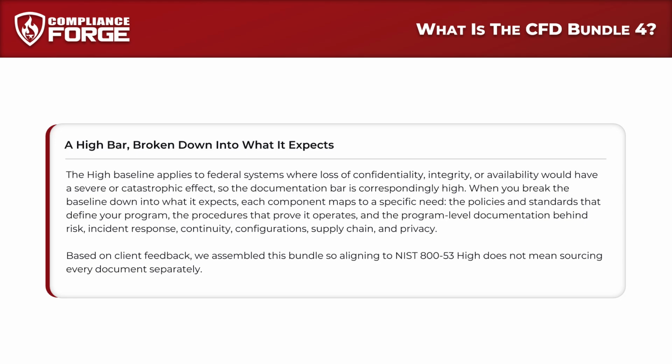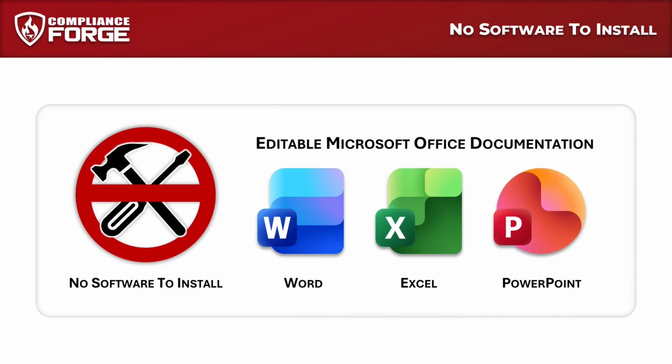Based on client feedback, ComplianceForge assembled this bundle so that aligning to NIST 853 High does not mean sourcing every document separately. This bundle is a one-time purchase of editable Microsoft Office-based documentation templates. There is no software to install, no agent to deploy, no account to provision, and no cloud environment to configure. If your organization can open and edit Microsoft Word or Excel files, or compatible tools like OpenOffice and Google Workspace, you can use every product in this bundle.